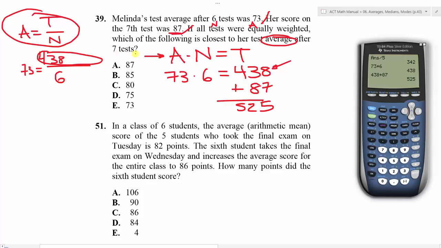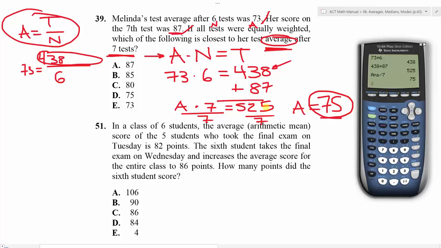Well, remember, I have a number of tests here. I have 7 tests. So I actually can just use the ANT formula again, except that now my unknown is the average. It's what they're asking me. So I'm just going to rewrite the ANT formula as A times 7 equals 525. I'm going to divide by 7 to isolate my A, and I'm going to get that A equals 525 divided by 7, which is 75. So my average over the 7 tests should be 75. Let's make sure that's what they were asking. Average over 7 tests, it is, and my answer is D.